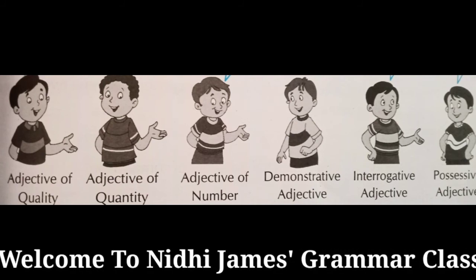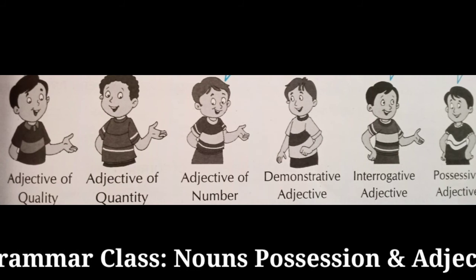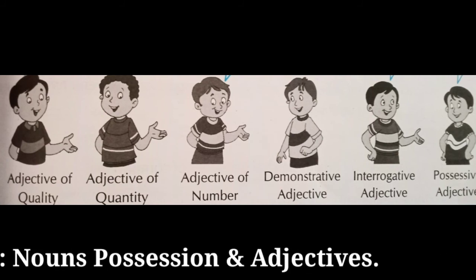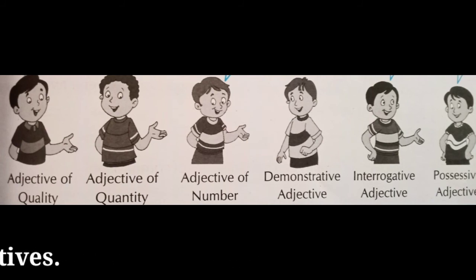Examples: a little time, a little work. Time and work are uncountables. A few people, a few chairs. People and chairs are countables.